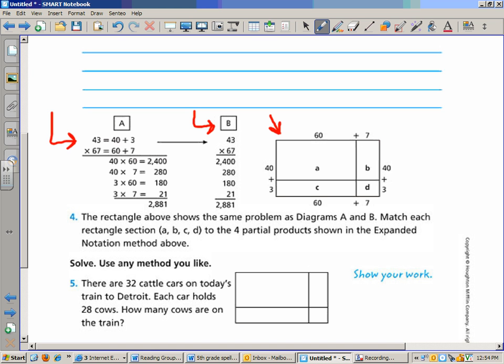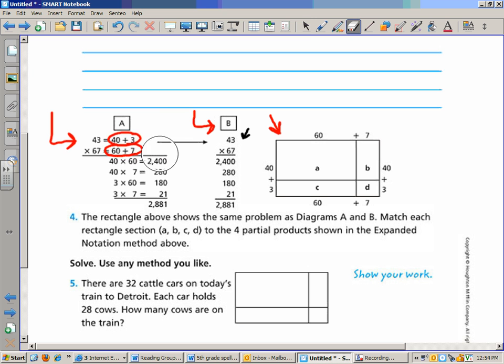So if we take 43 times 67, we know that 43 is 40 plus 3, and that 67 is 60 plus 7. We can write it out, or like in problem B, we're just thinking in our head that we know about the place value. And so we're going to expand below the different products instead of building in the rectangle and then taking all those products and adding them up.